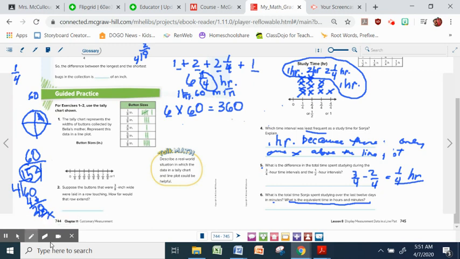So now I can add my 360 minutes and my 15 minutes. So 5, 7, 375 minutes. So my final answer is she studied 6 and 1/4 hours, and if I turn that into minutes, it would be 375 minutes. Okay, so that's my answer.